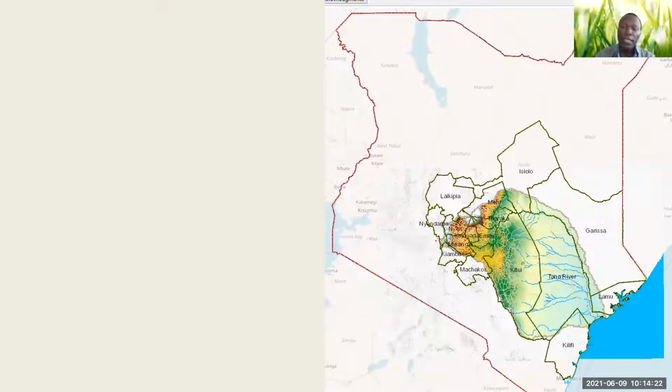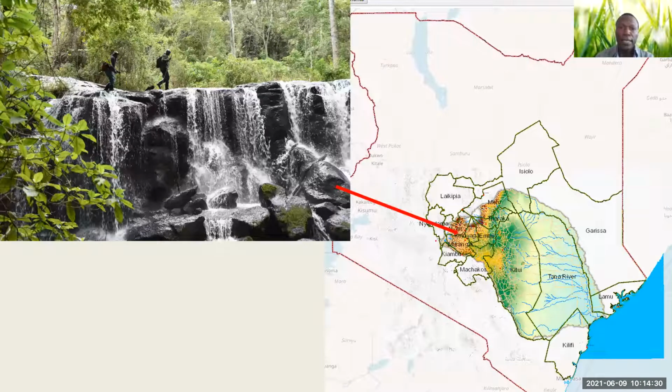The basin is generally divided into three regions. The upper catchment in the area here. This is based on the elevation. So anything above 1,000 meters is the upper catchment. It goes into alpine areas of Mount Kenya, and this is where most of the water that flows into the basin comes from. And these are mountains, a lot of forests, and most of them are protected areas.